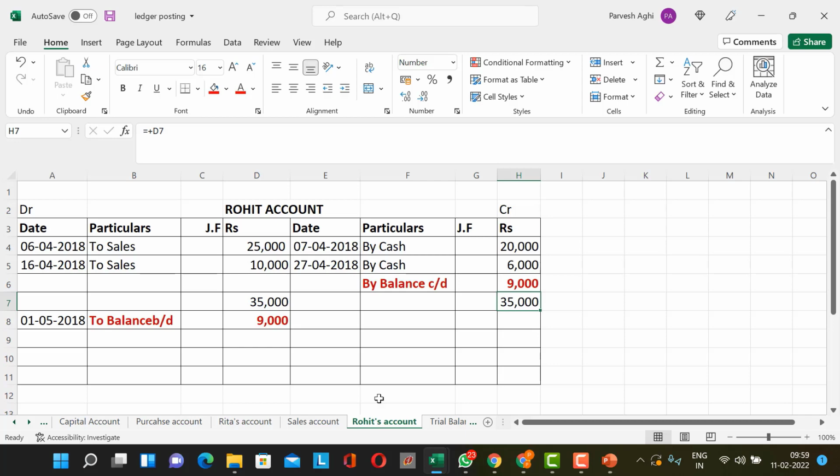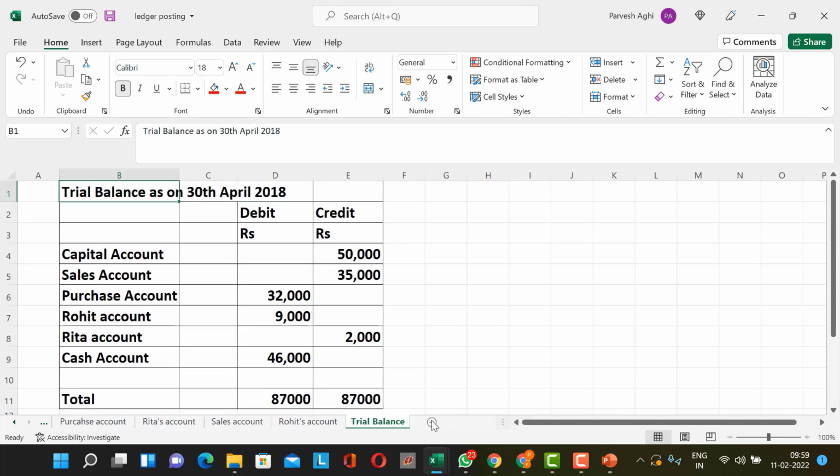Okay. Now the last thing. Before we have a break, and then I'll give you an exercise to do, you make a trial balance. Now, you put all the accounts which you have. You have capital account, sales account, purchase account, Rohit account, Rita account, and cash account. If you put all the balances, they come down to 87,000. So the trial balance should tally. All the transactions which have been entered, if you make a trial balance, it should tally.